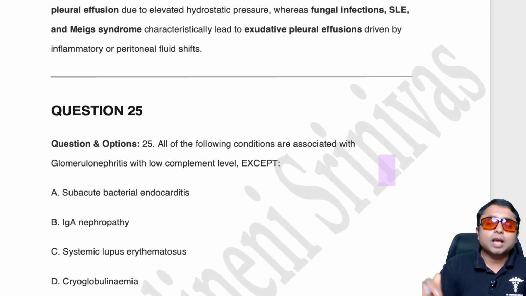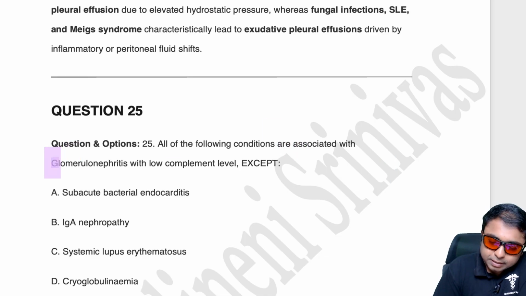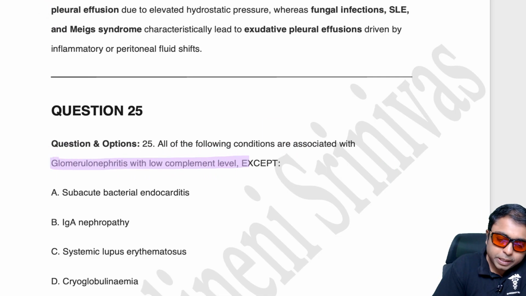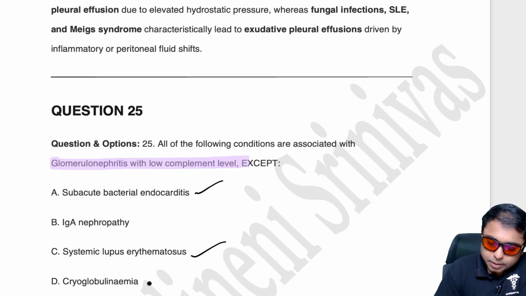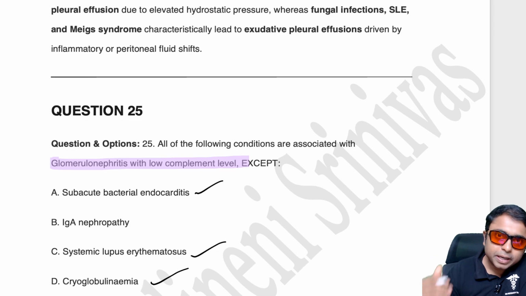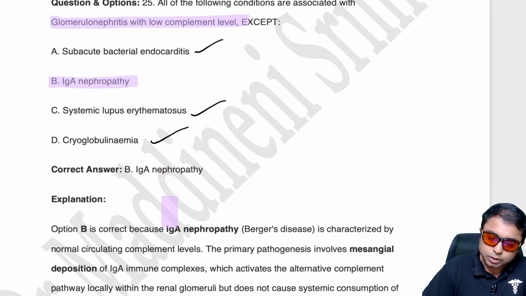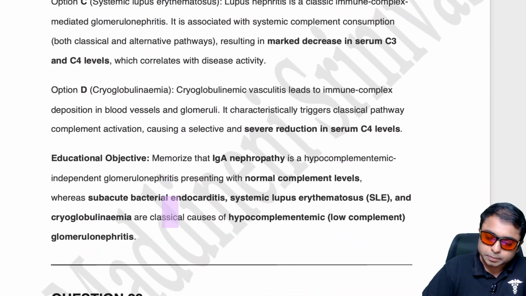Next, you have this. All of the following are associated with glomerulonephritis with low complement level except. So please remember, dear students, subacute bacterial endocarditis, systemic lupus erythematosus, cryoglobulinemia, all of them are associated with the glomerulonephritis where there is going to be hypocomplementemia, whereas in IgA nephropathy the complement levels are going to be normal. There is not going to be any low complement level, right?